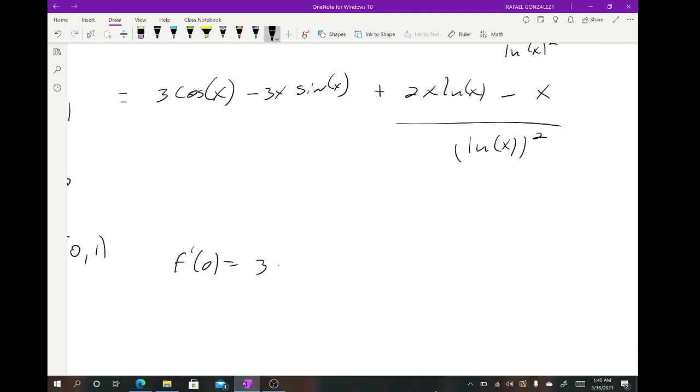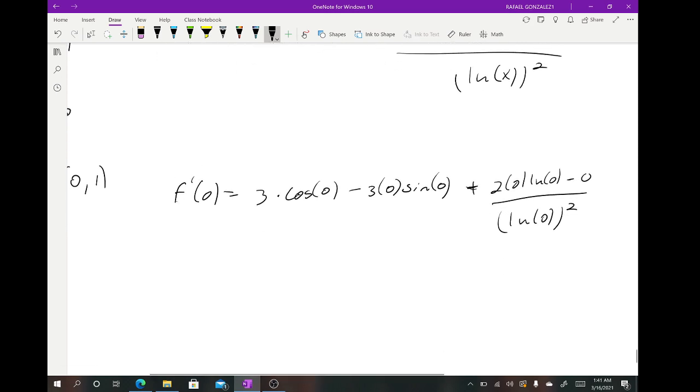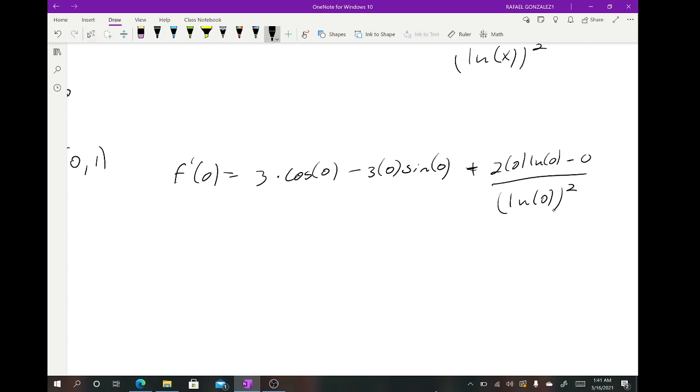So I have 3 times cosine of 0 minus 3 times 0 times sine of 0, plus, not minus, plus 2 times 0 times ln of 0, minus 0 divided by ln of 0 squared. Your instincts may tell you that ln of 0 in the denominator is going to give us an issue, but your instincts, if they tell you that, are wrong.